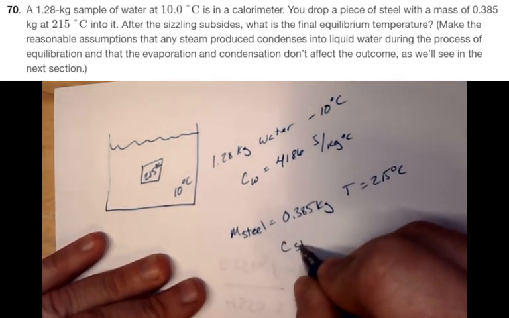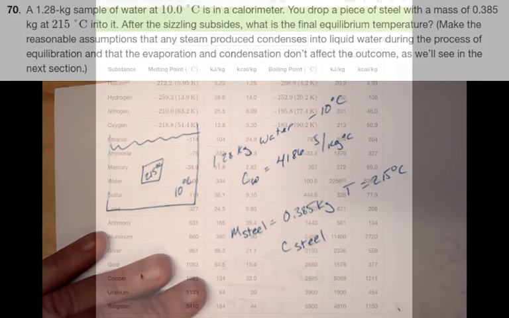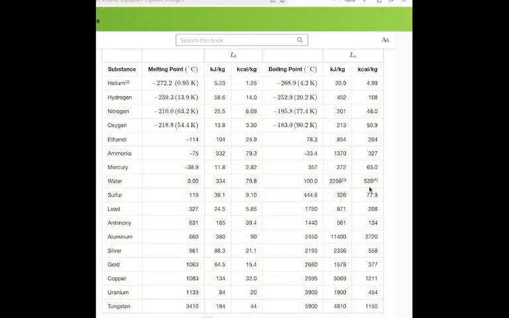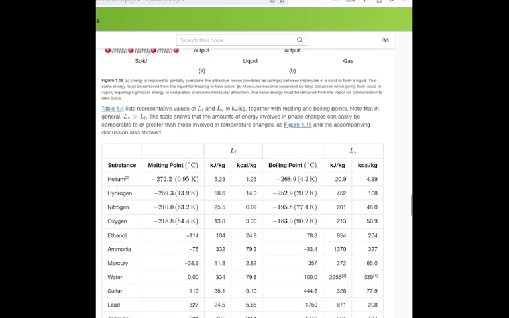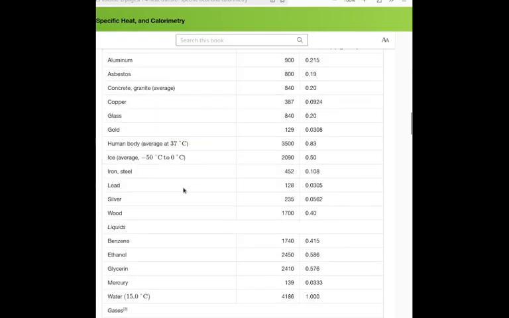And for steel, we have to look up what its coefficient is. If I was pulling out the table, this is the table from OpenStax, there's one in your textbook, and we're looking for steel. Oh, this is the latent heats. Sorry about that. I want the calorimetry one. So we're going to look. Iron and steel. All right, 452 joules per kilogram degree Celsius.